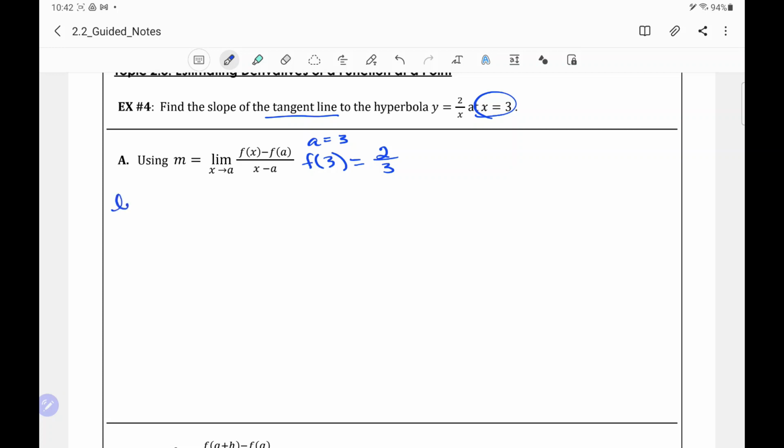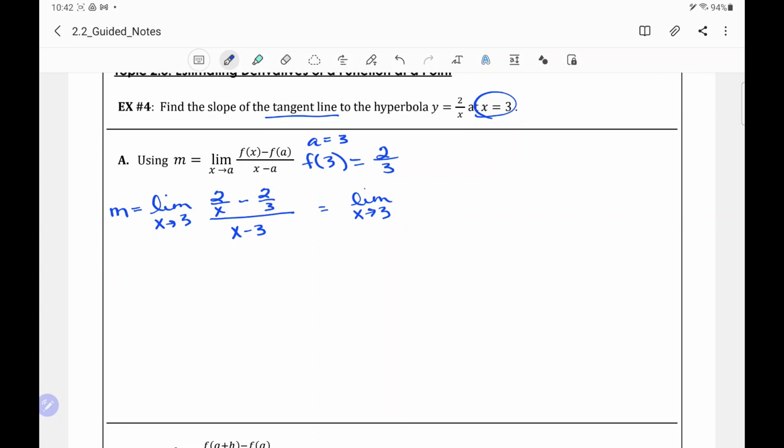Let me write the first part. M equals the limit as x goes to a. What's a? It's 3. Of f of x. F of x is 2 over x minus f of a is 2 over 3, over x minus a, which is 3. So here is our equation, and now we just need to work it out. Here we go. This limit as x goes to 3. What do we need? We need a common denominator. We've got x and 3, so let's multiply everything by 3x.